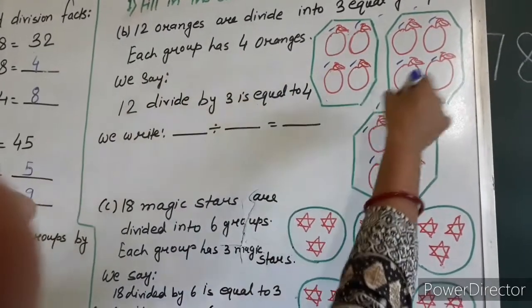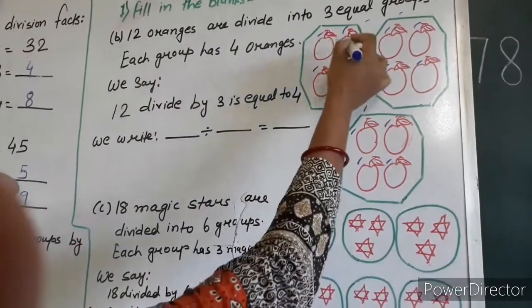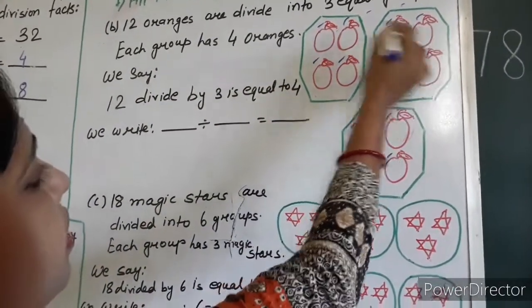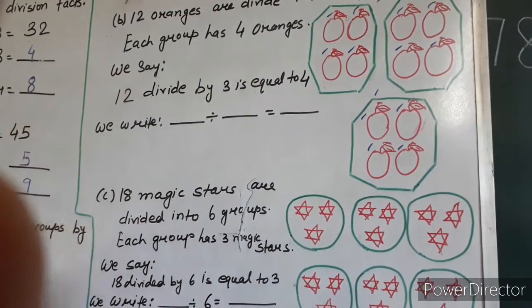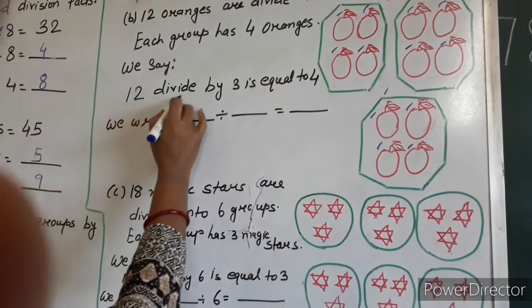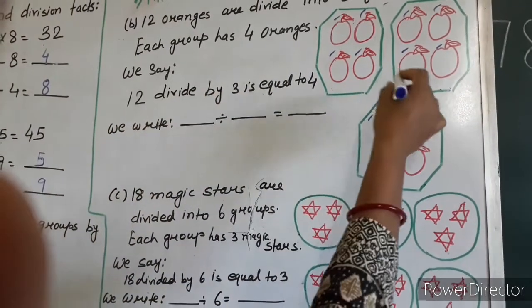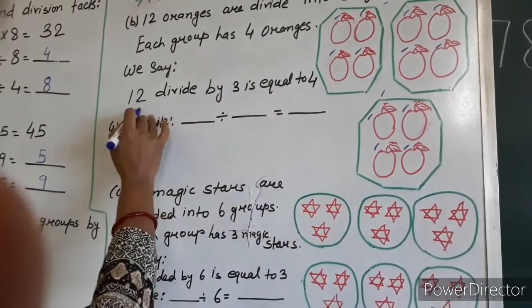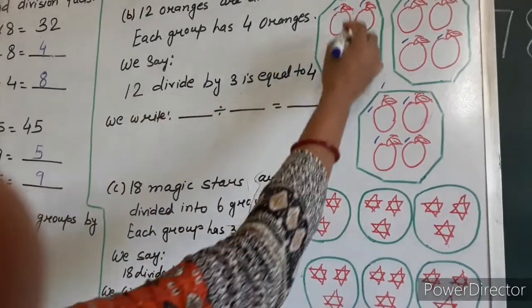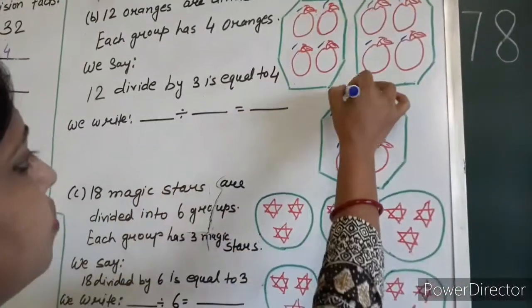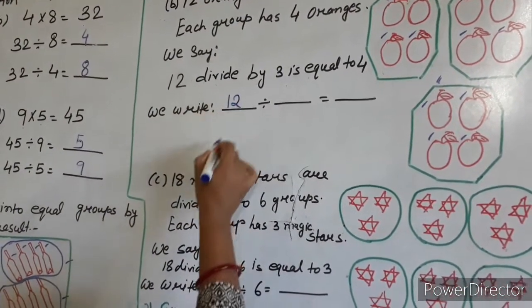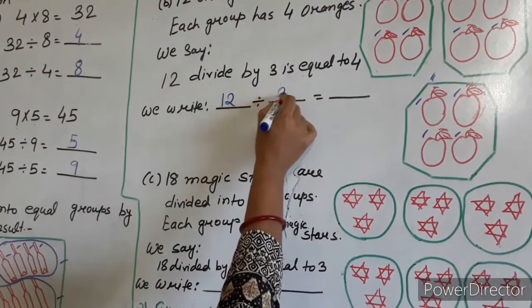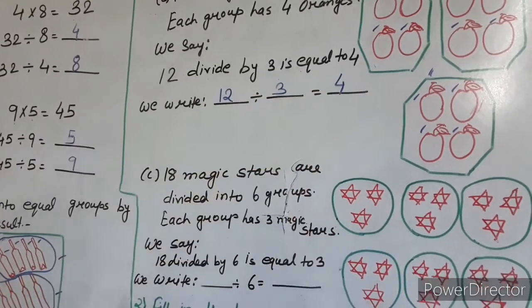How many oranges in each group? 1, 2, 3, 4. So we can say this, we already read 12 divided by 3. If the number of oranges is 12, you can write 12 divided by 3, and the number of groups is 1, 2, 3. So you can write here 12 divided by 3 is 4.